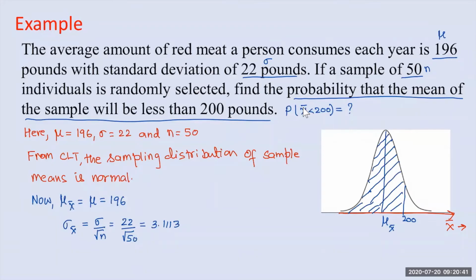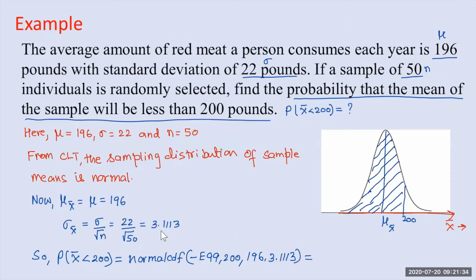We want that value. So the probability is equal to the area under the curve from negative infinity up to 200. So I can write: probability that X bar is less than 200 is equal to, in our calculator, we use normal CDF, if you remember. The lower boundary for the area is negative infinity, which is written as negative E99 in our calculator. Upper boundary is 200. Mean for the sampling distribution, which is here, is 196. And standard deviation for this distribution, we have calculated here, it is 3.1113.